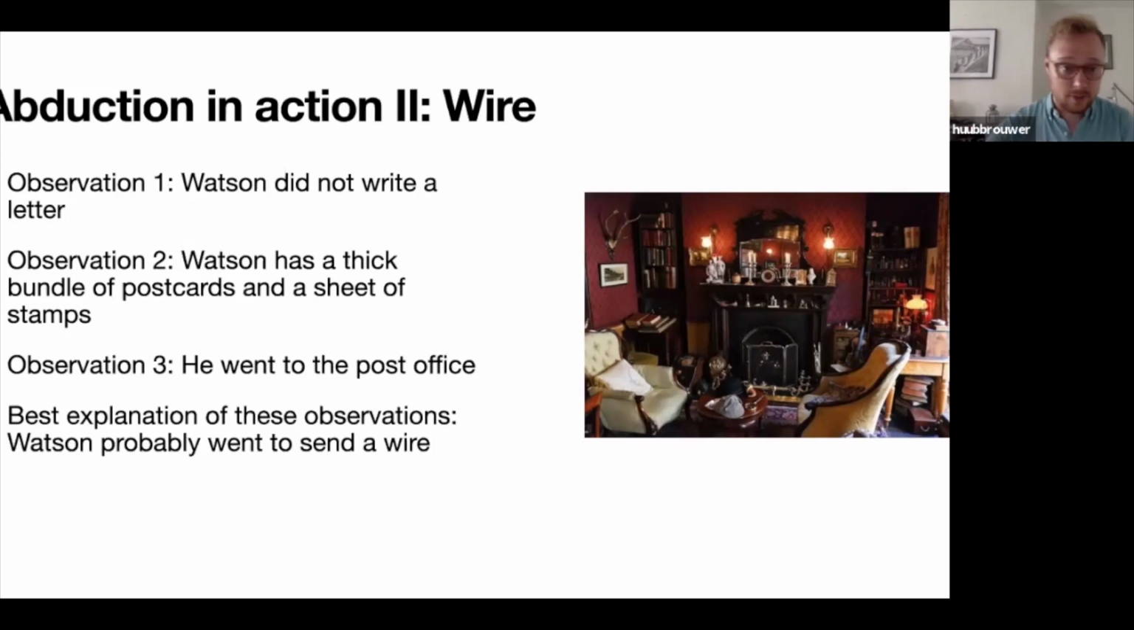The second example of abduction that occurs in this story is the inference that Watson sent a telegram. So Holmes has observed that morning that Watson didn't write a letter. He has also seen that Watson has a thick bundle of postcards and a sheet of stamps lying on his desk. And he has just concluded that Watson went to the post office. Combining these three things makes Holmes think that Watson probably went to send a telegram or a wire.